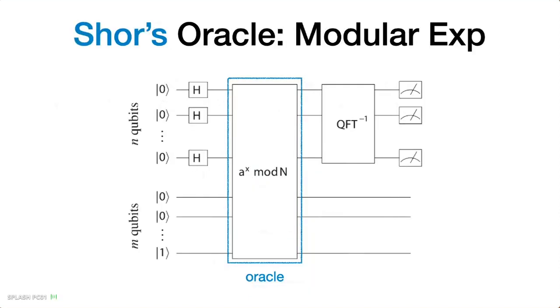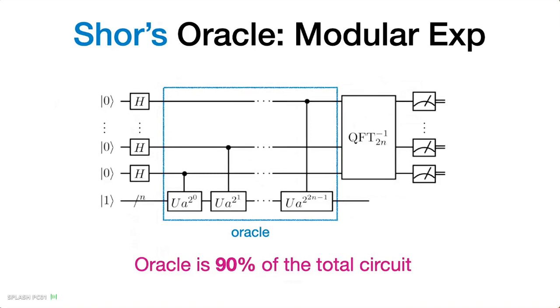So if we look at Shor's algorithm again, this a to the x mod n is a key element of the order finding procedure that makes prime factoring possible. And the way the algorithm works is that it has actually many instances of this order finding thing.